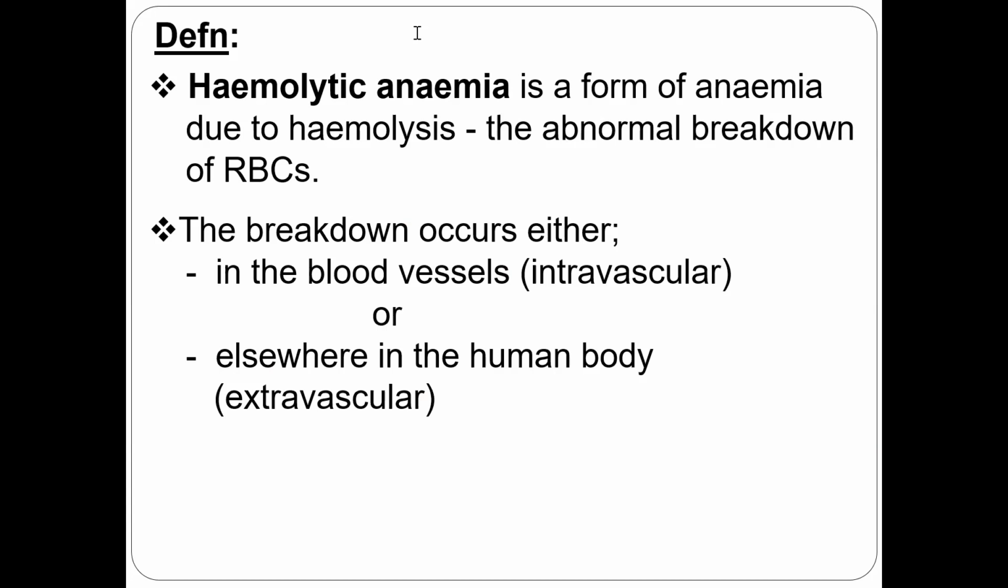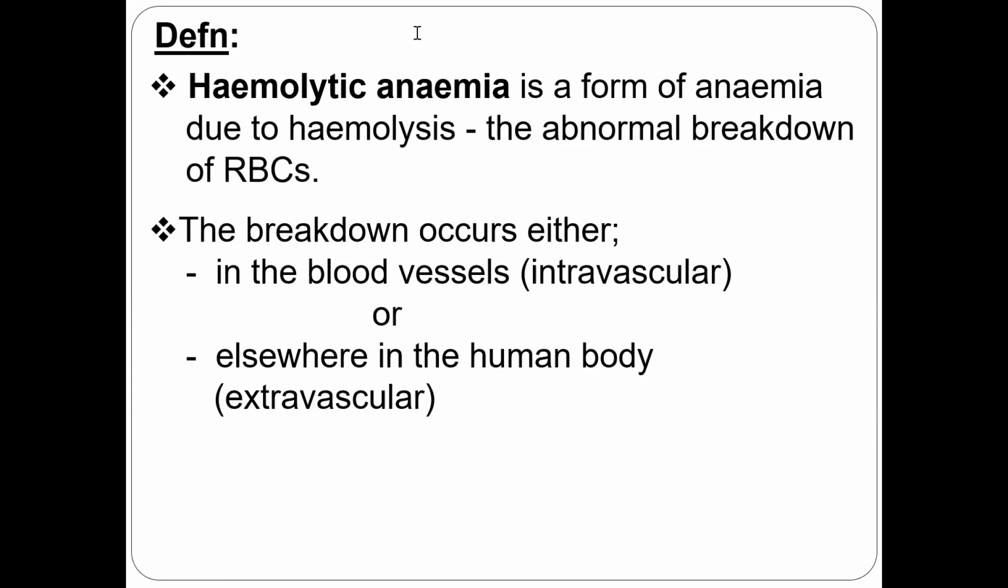And this hemolysis or breakdown occurs in the blood vessel and also away from the blood vessel. So the one that occurs in the blood vessel, we say intravascular hemolysis. And the ones that occur outside the blood vessel, as well in the human body, are termed extravascular hemolysis. And for each of them, there are different components that can be detected in the blood to indicate whether the hemolysis was intravascular or extravascular.